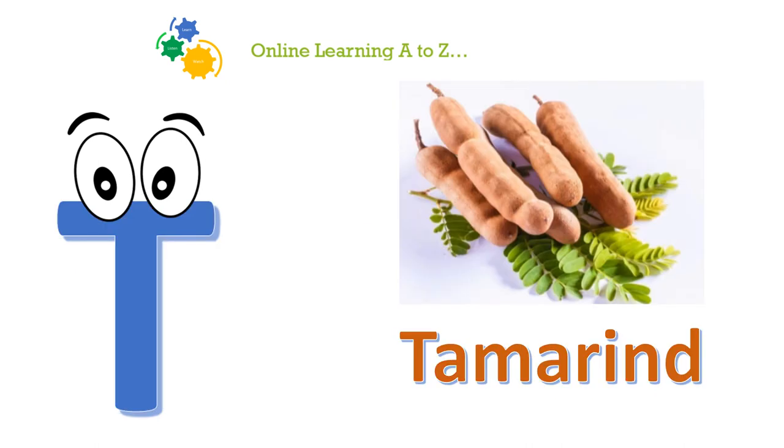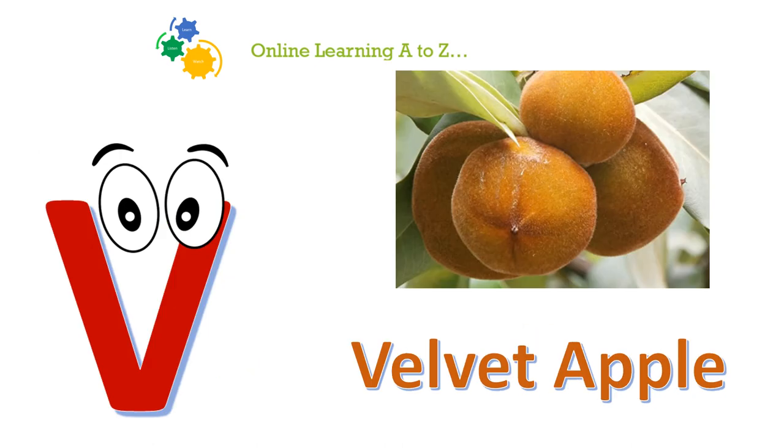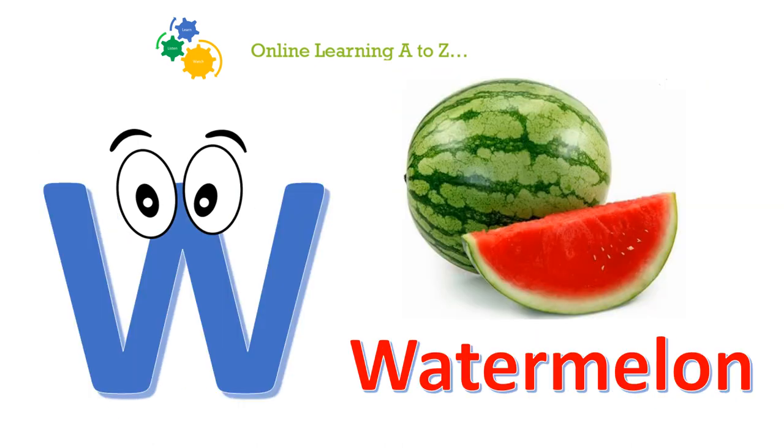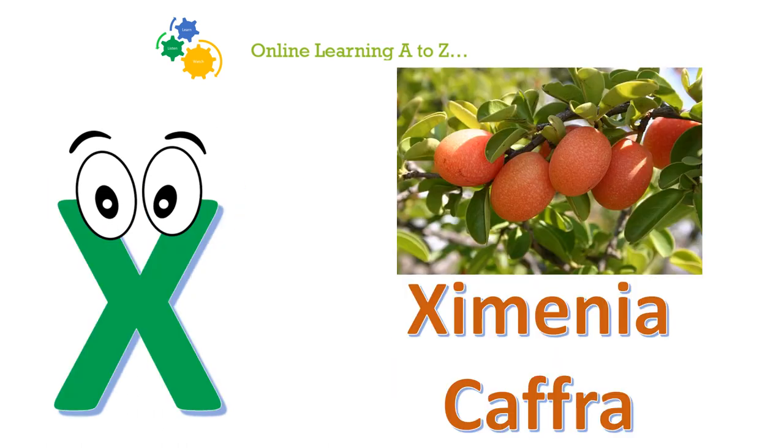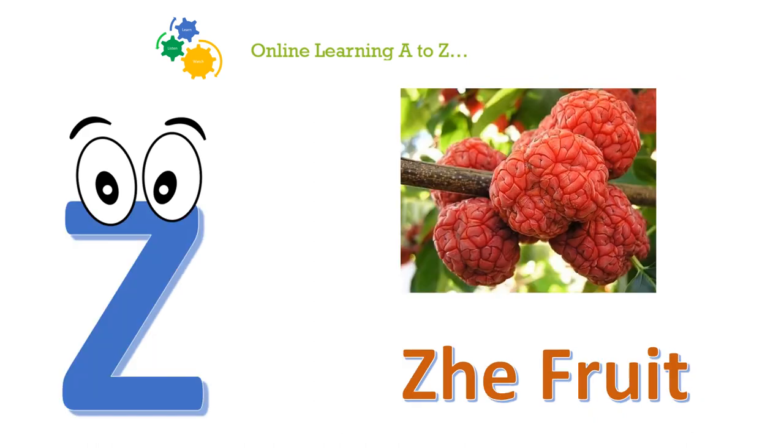T for tamarind. U for ambu. V for velvet apple. W for watermelon. X for Hymenia caffra. Y for yum berry. And Z for Z fruit.